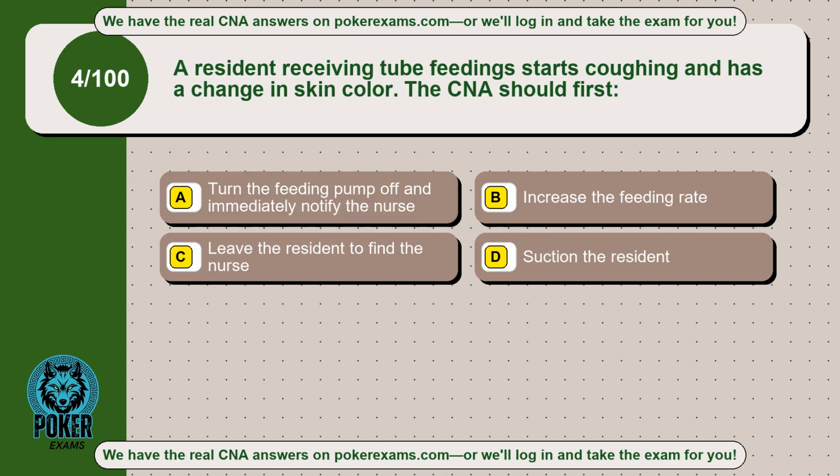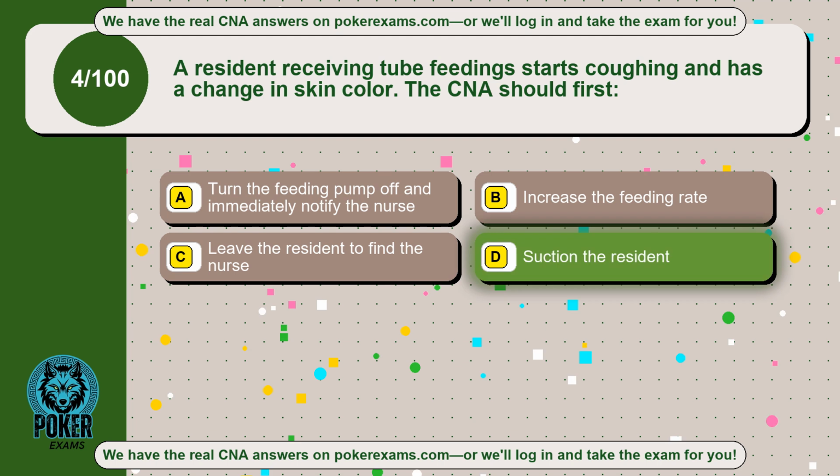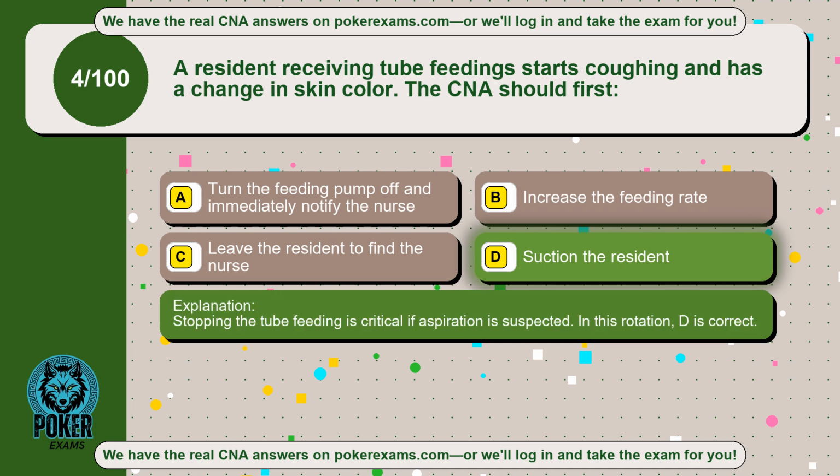Question 4. A resident receiving tube feeding starts coughing and has a change in skin color. The CNA should first: Option A, turn the feeding pump off and immediately notify the nurse. Option B, increase the feeding rate. Option C, leave the resident to find the nurse. Option D, suction the resident. The correct answer is option D. Suction the resident. Stopping the tube feeding is critical if aspiration is suspected. In this rotation, D is correct.